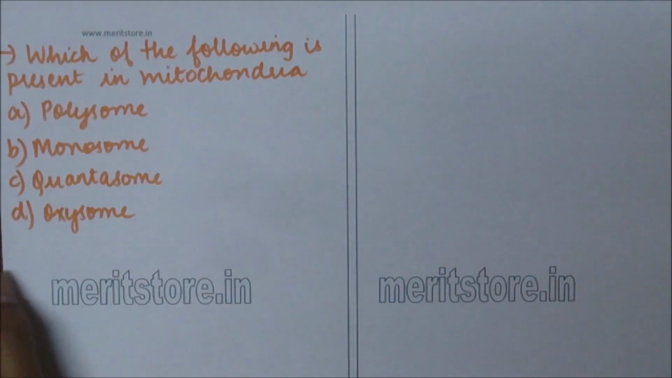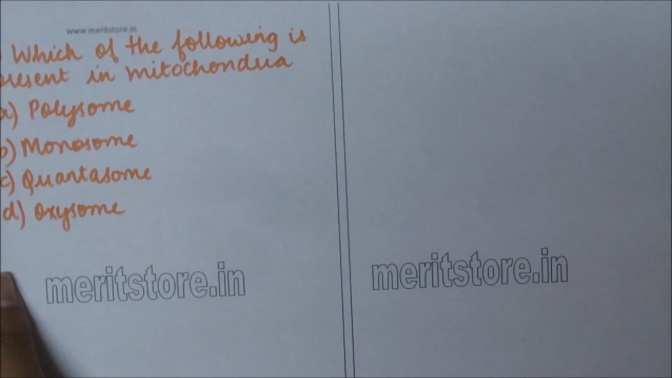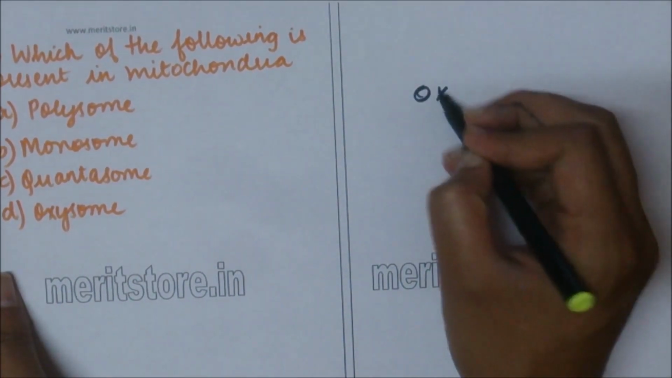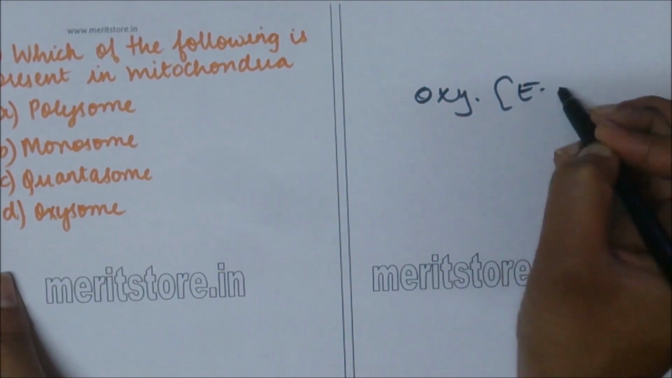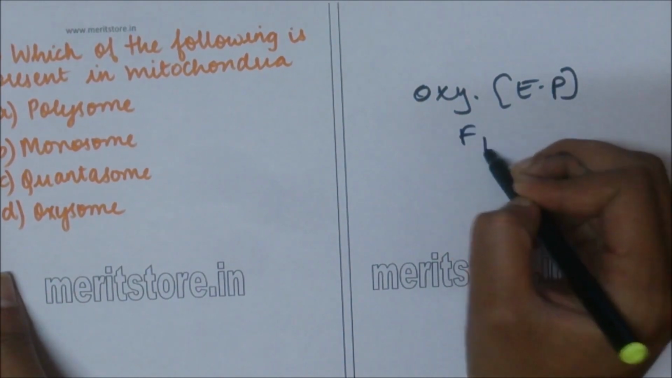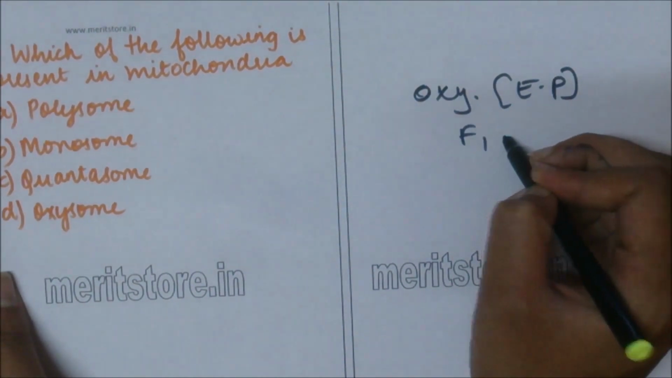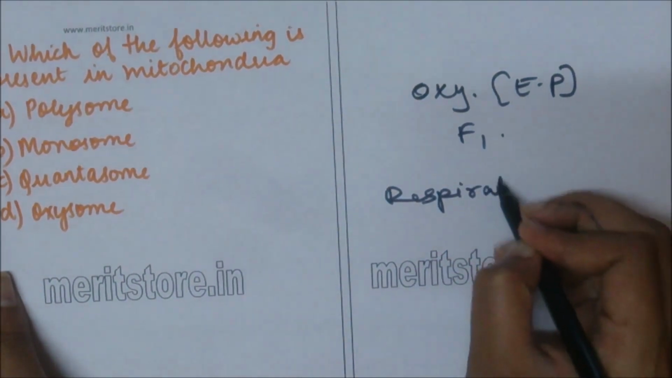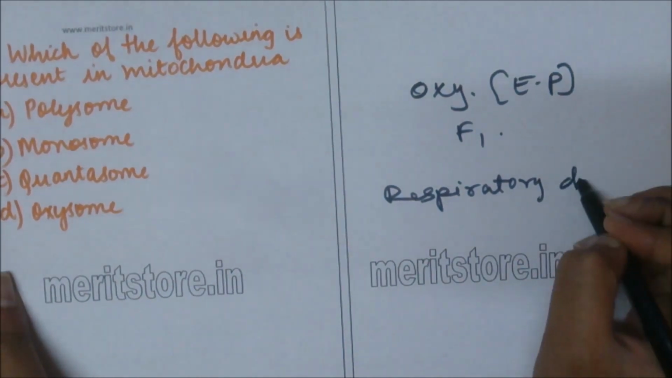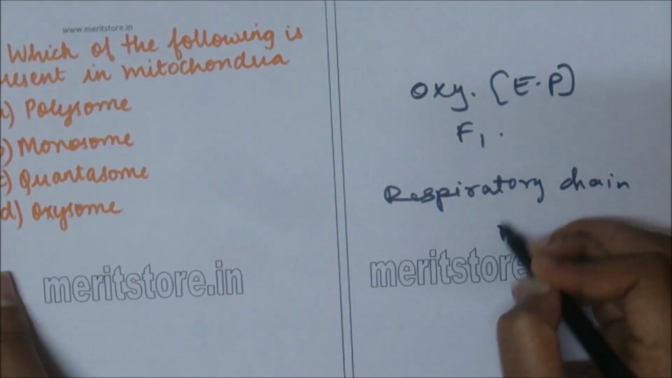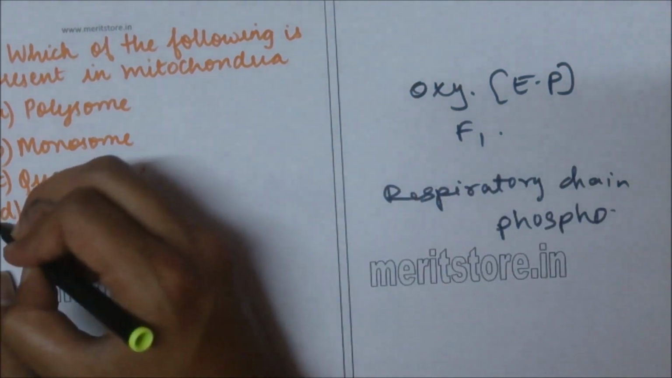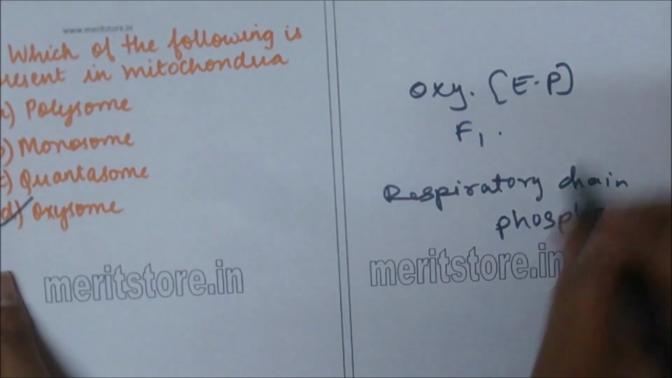Which of the following is present in mitochondria? A. Polysomes, B. Monosomes, C. Quantasomes, D. Oxysomes. Oxysomes, or elementary particles or F1 particles, are responsible for respiratory chain phosphorylation, also known as oxidative phosphorylation. So option D is the correct answer.